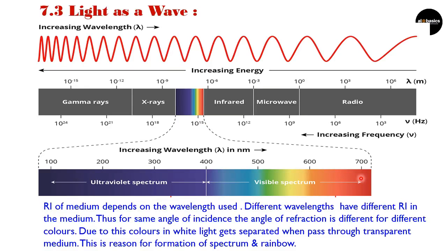Now when we talk about these colors, for us what is important? The refractive index of the medium. And the refractive index of the medium depends on wavelength. If the wavelength is different, the refractive index is different. And as the refractive index is different for different wavelengths, can we say that for the same angle of incidence, the angle of refraction is different for different colors or not? What do you think about it?